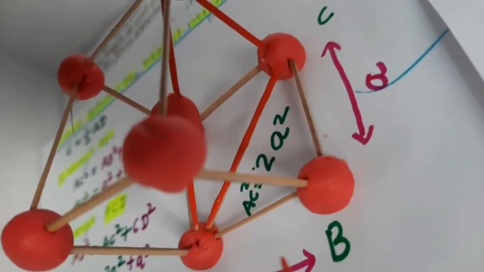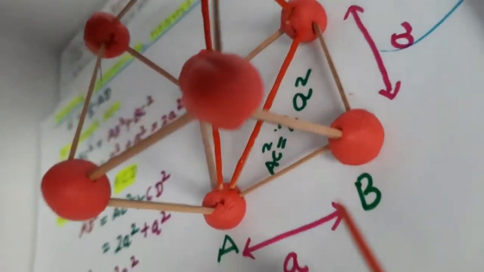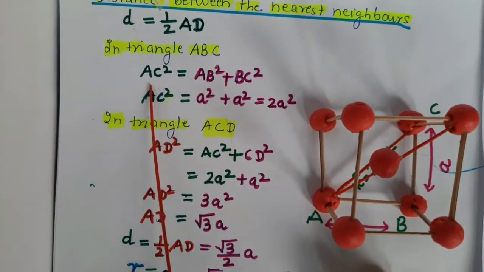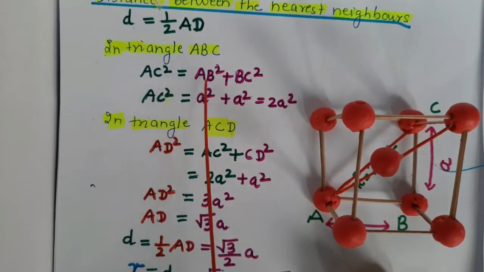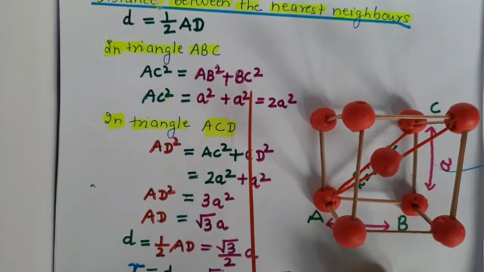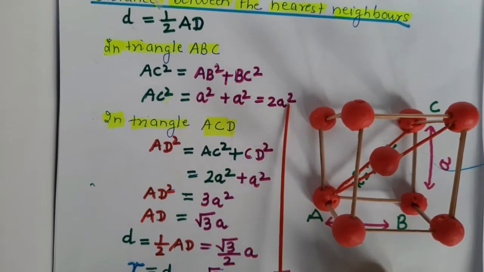First, we consider the triangle ABC and find out the value of AC square. Now, in triangle ABC, according to Pythagoras theorem, AC square will be equal to AB square plus BC square, and AB is equal to a and BC is also equal to a. So, AC square will be equal to a square plus a square, that will be equal to 2a square.